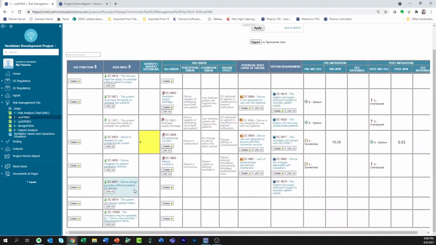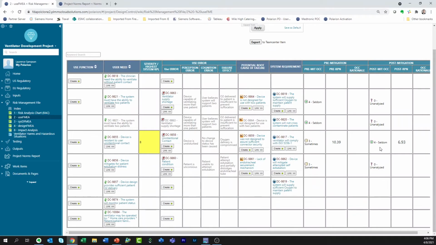So as an example, the device is resistant to unintentional contact was our original user need. And what we're going to do to manage that at a systems level is we're going to assure that it complies with this 5356 document. The 5356 document is the one that defines the dimensions of the conical connector. So what we're basically saying is we're going to minimize unintentional contact problems because we're going to use a standard conical connector that's been defined by industry. That's really what we're doing.